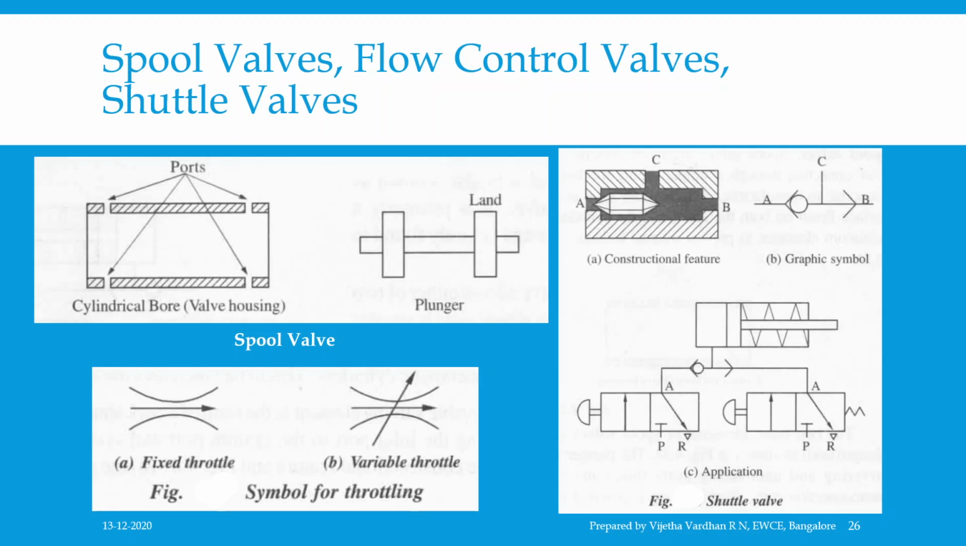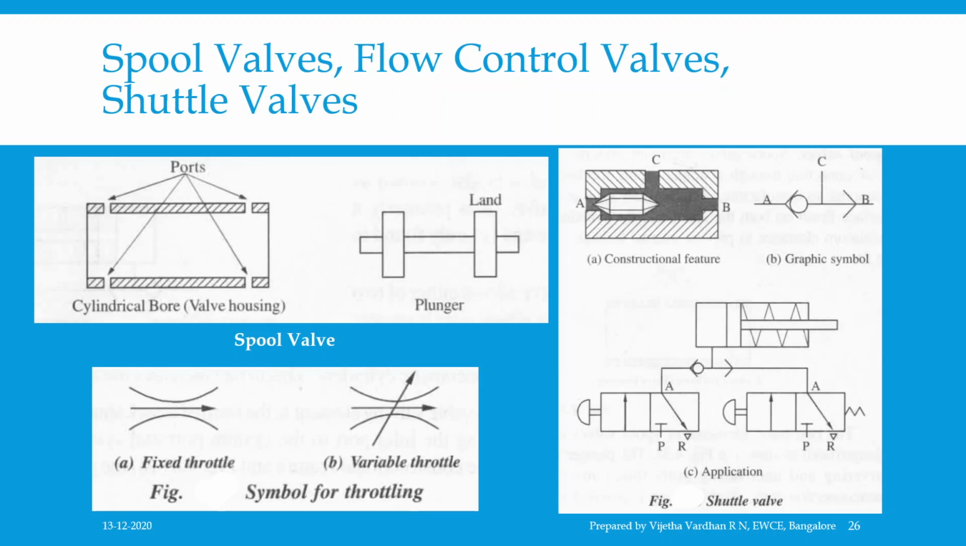And figure C shows the typical application where a single acting spring retracting pneumatic cylinder is extended from either of two manual stations. Isolation between the two stations is provided by the shuttle valve.